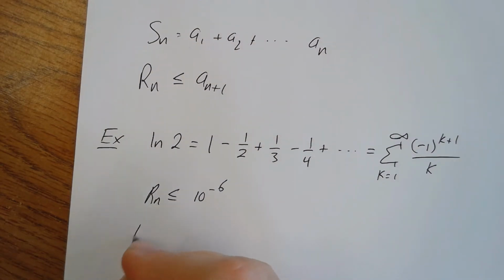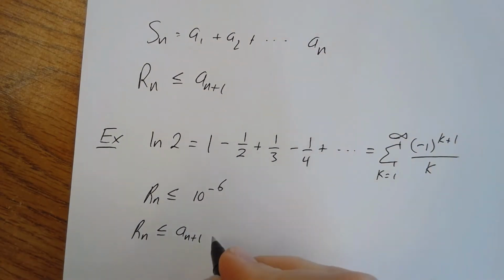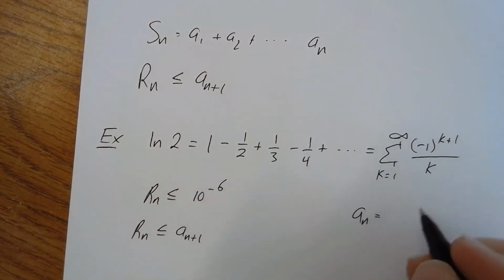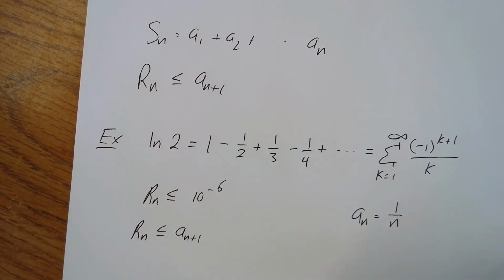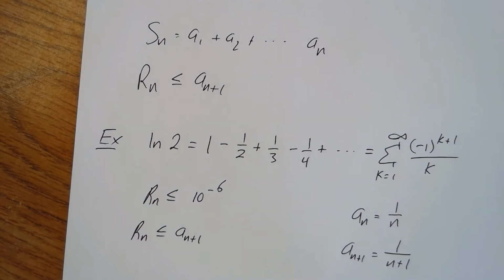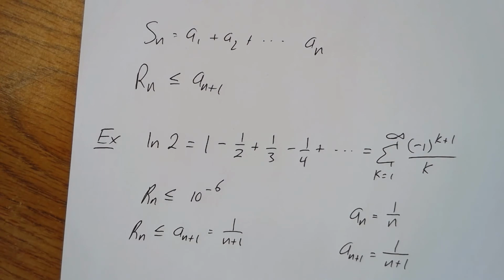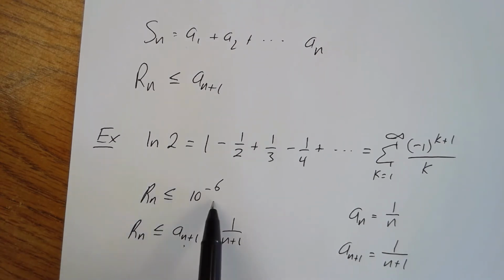Well, first of all, I know R sub n has to be less than or equal to a sub n plus 1. I do know that with this particular series, a sub n is equal to 1 over n. So when I'm looking at a sub n plus 1, I know that a sub n plus 1 is actually equal to 1 over n plus 1. So I know this thing is equal to 1 over n plus 1, and the statement ends up revolving around the case that I know this thing is less than this thing, but I want this thing to be less than this thing.